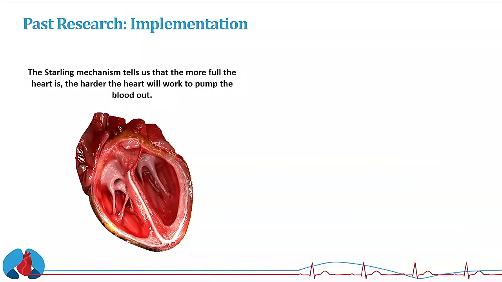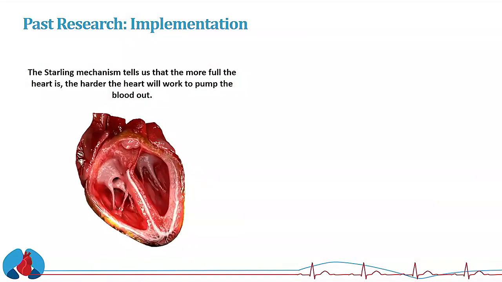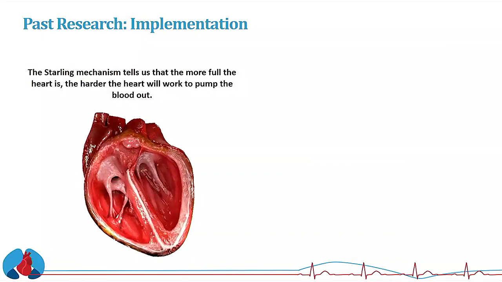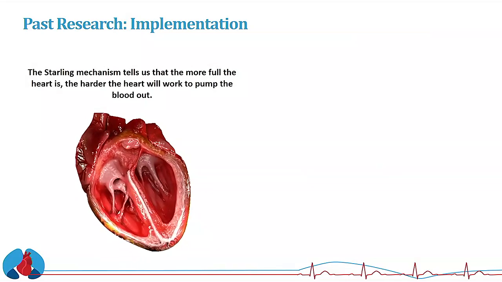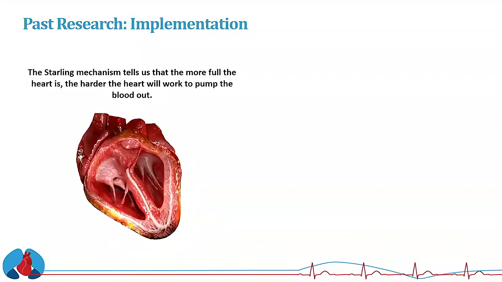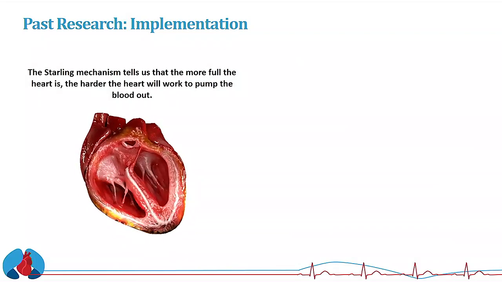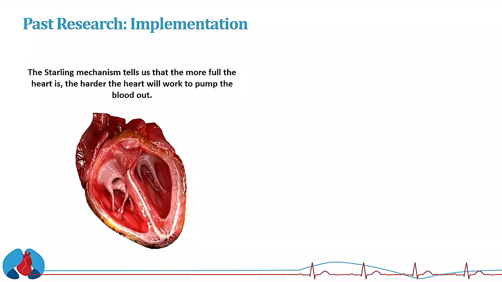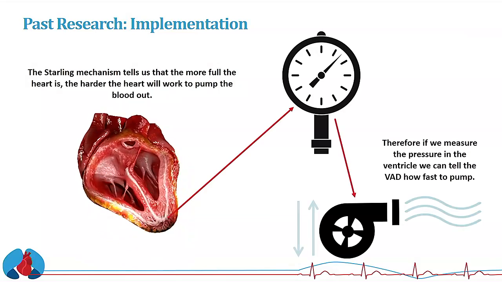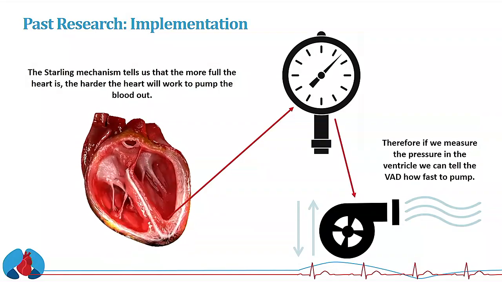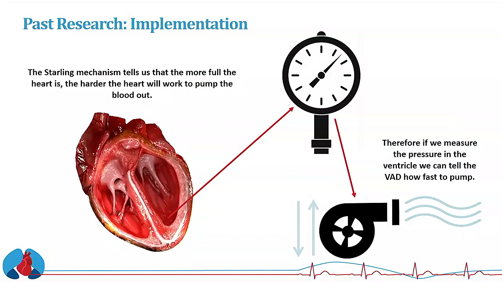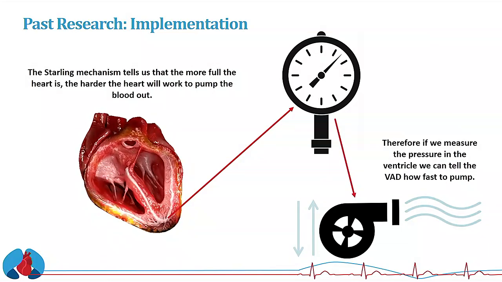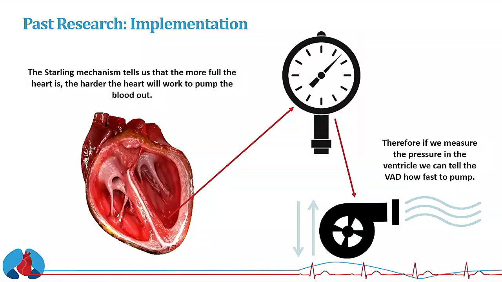So how do I do that? So in the healthy heart, the Starling mechanism describes how much blood the heart pumps out. Basically, the more blood that's returned to the heart from the body, the harder the heart will work to pump it out. So it will beat harder and faster based on what's returned to the heart by the body. So we aim to mimic that in VADs by measuring the pressure in the ventricle just before the heart's about to contract, and then we can speed up or slow down the VAD as necessary to meet whatever the patient needs.